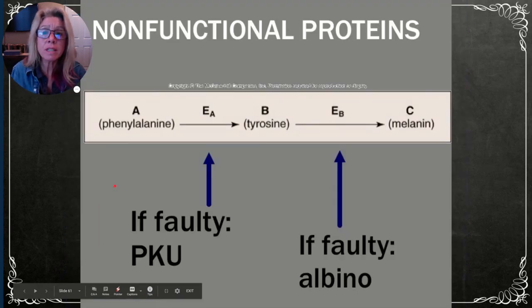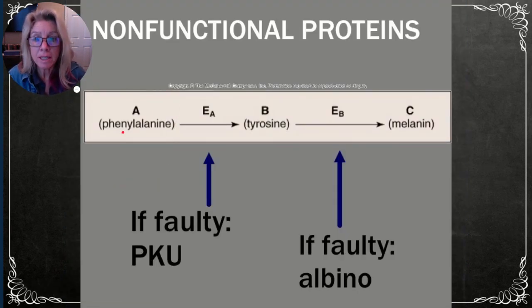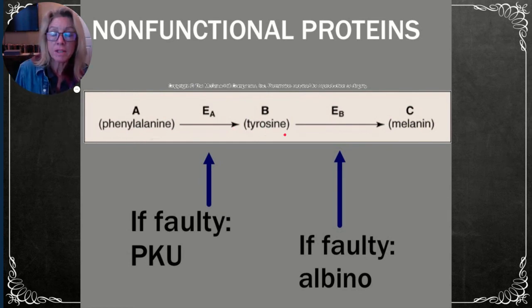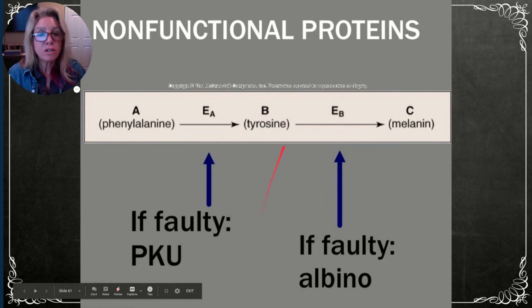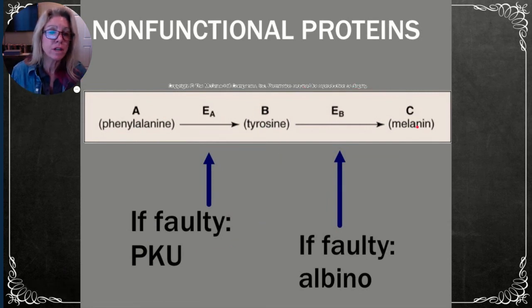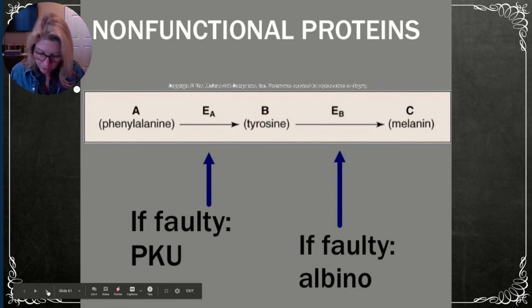So here's an example of that. Phenylalanine: you have an enzyme that converts phenylalanine into tyrosine, a different amino acid. If you don't have that enzyme, you will have PKU, and we've talked about PKU before. Additionally, this tyrosine needs to get converted into melanin, a pigment, right, for coloration. If you don't have that particular enzyme, you'll never convert your tyrosine to melanin, and as a result of that, you will be an albino. So that's just showing you, if these proteins aren't active, what are the consequences of that.